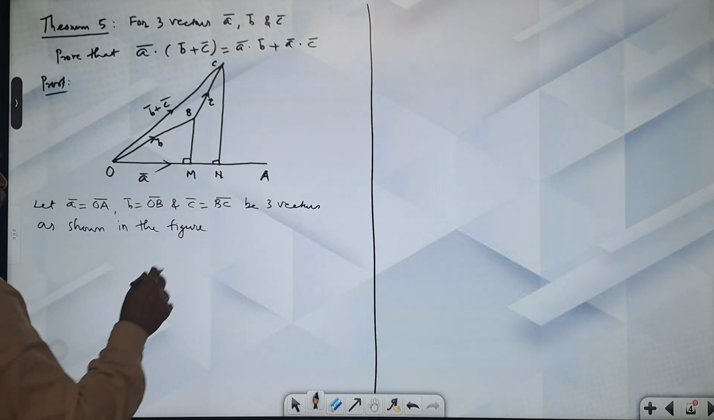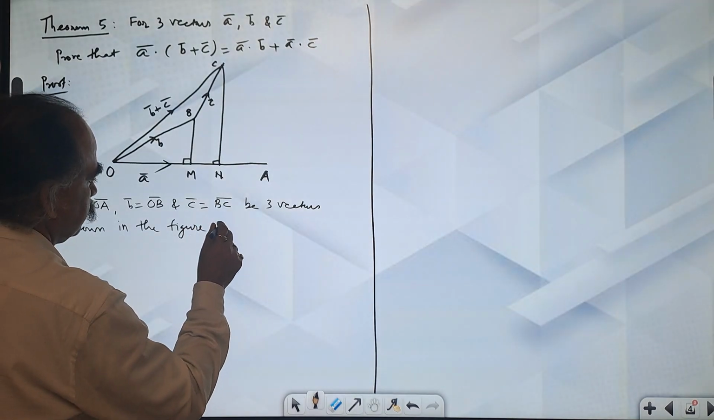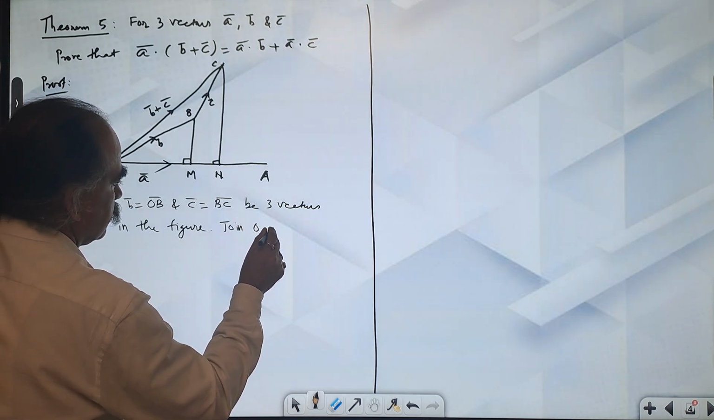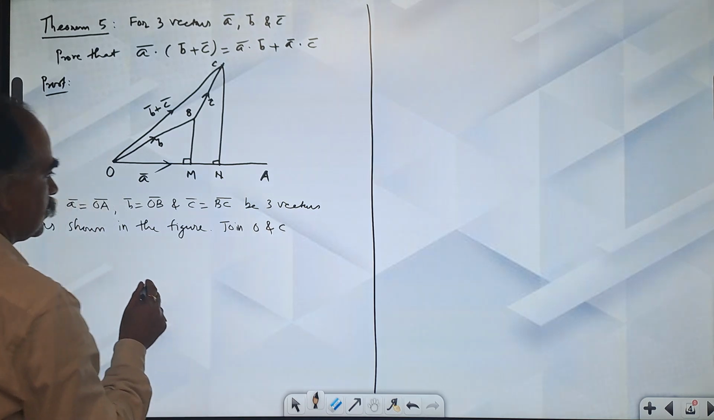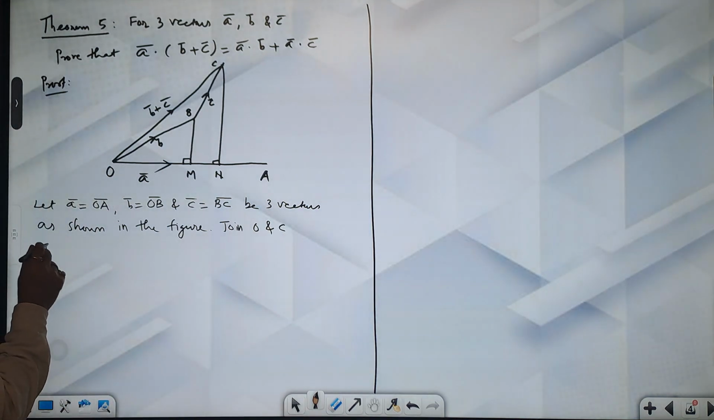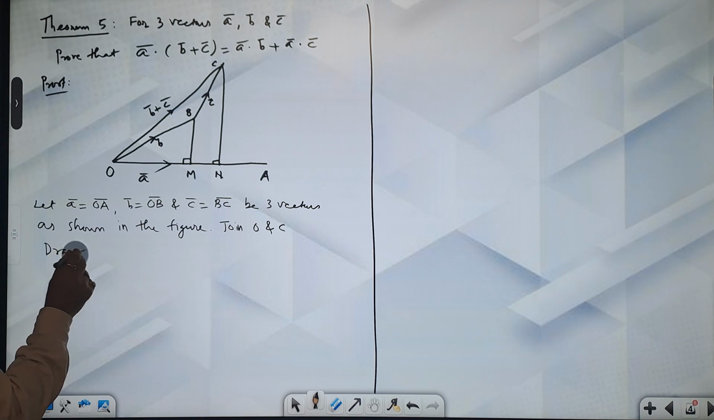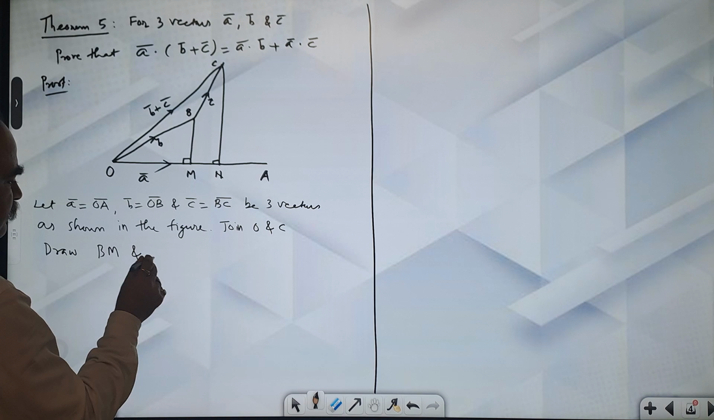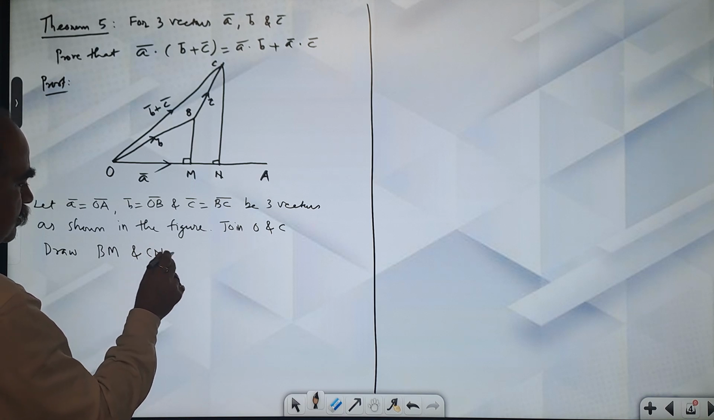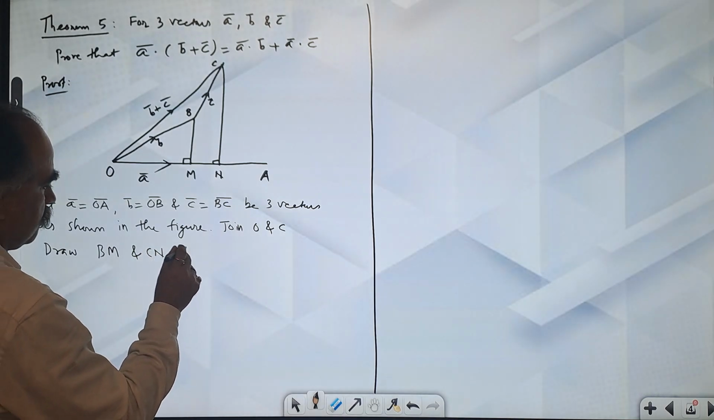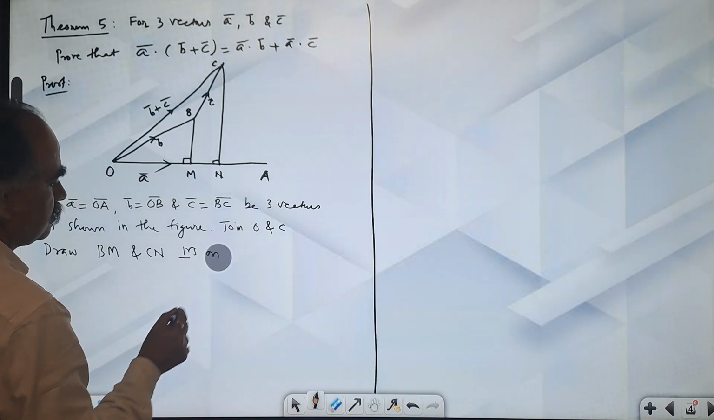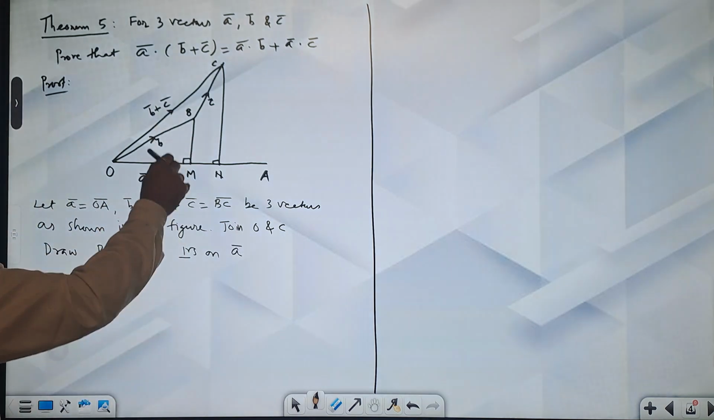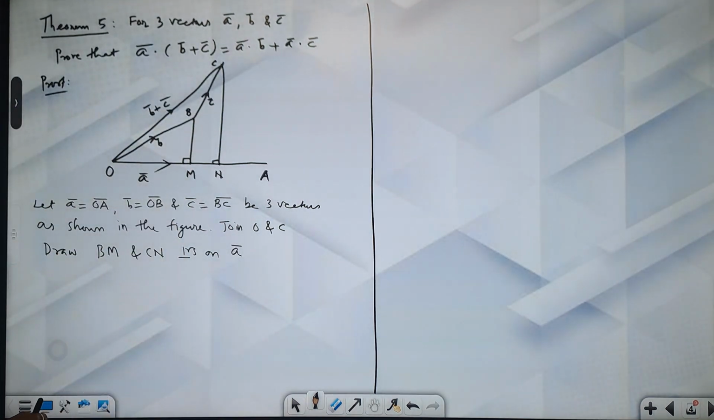Join O and C. Draw BM and CN perpendiculars on A bar.